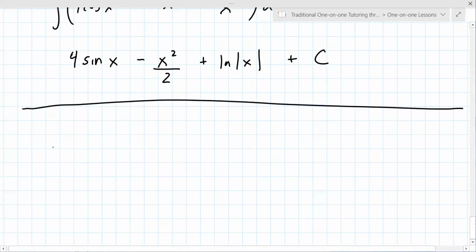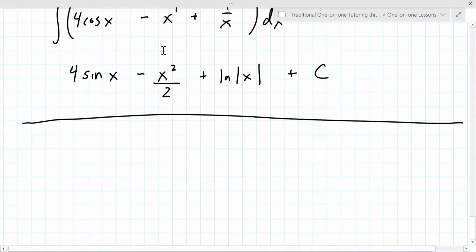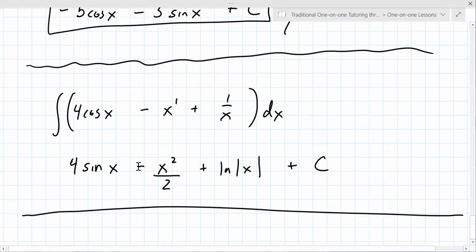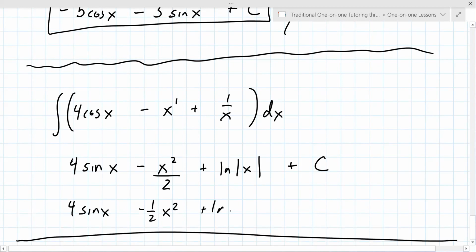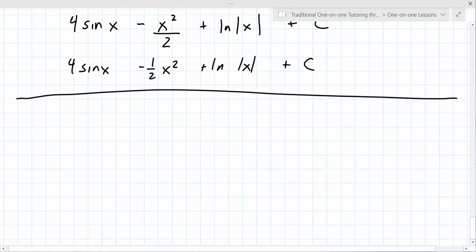We have to simplify the negative x squared over 2. It's okay like this. You can write 1/2 if you want. Wait, how to simplify this? It is simplified. It's just a rewrite. If you really want, you could write it this way, but it's not any different.